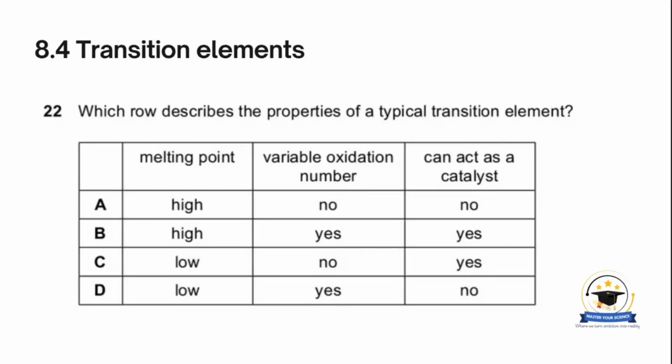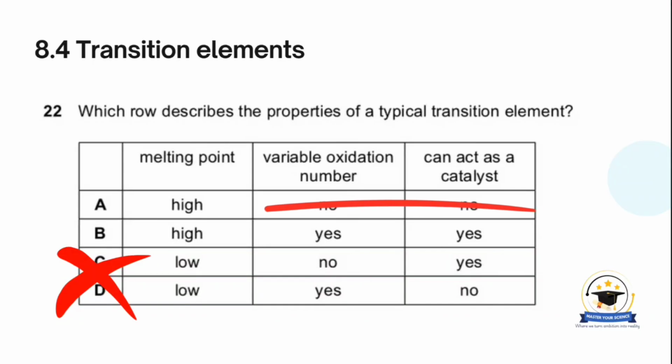This question says, which row describes the properties of a typical transition element? So we know that the melting points are high, so that eliminates C and D. Variable oxidation number, yes, we know that they have variable oxidation numbers, so that eliminates A. Therefore, the correct answer is B. High melting point, variable oxidation number, and can act as a catalyst.